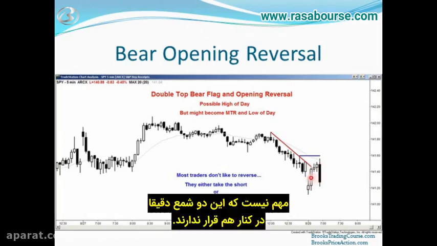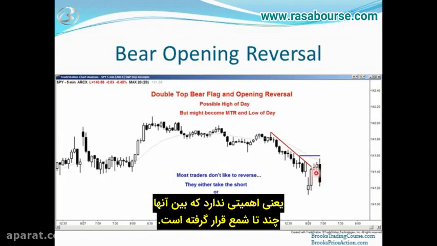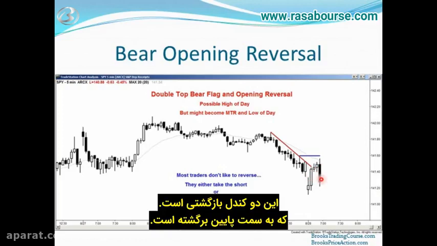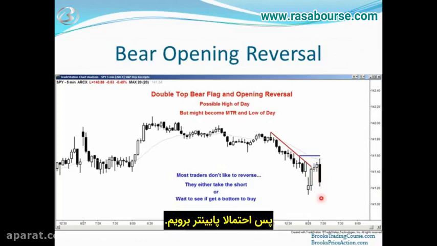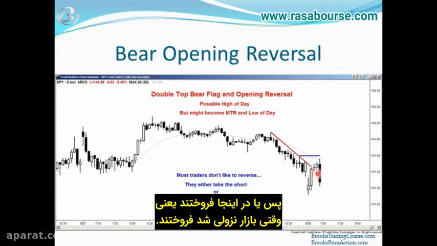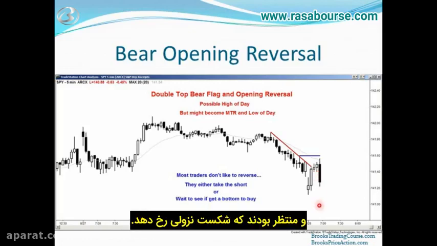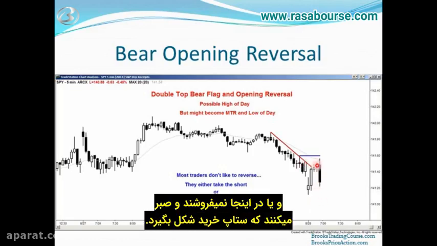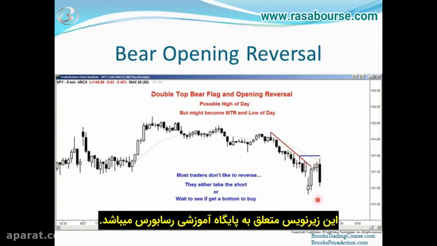It does not matter that the 2 bars are not adjacent. It does not matter that there are bars in between. This is effectively a 2-bar reversal, and it's a reversal down, so we probably are going to go lower. Most traders don't like to reverse, so either they took the short as the market went outside down, looking for the downside breakout, and then they'll ignore the long, or they'll not take the short and wait to see if we get a buy setup.